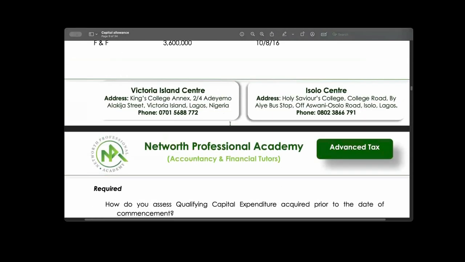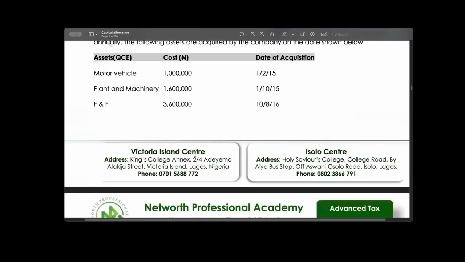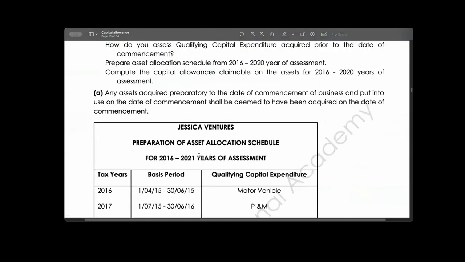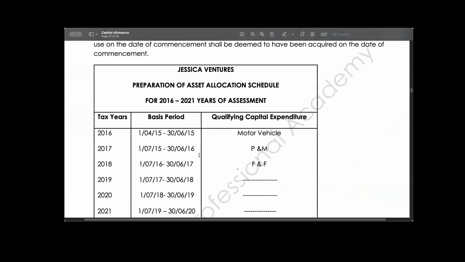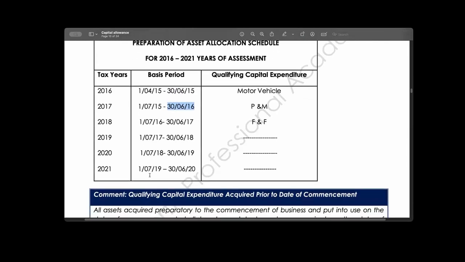Now, you remember this company commenced operation when? 1/4/2015. And the accounting year of this company is 30/6 annually. That means in my first year of commencement, my basis period shall be from the date of commencement 1/4/2015 to 30/6/2015. You remember, from the date of commencement to the end of the first accounting year end. The second tax year will be from a day immediately after the end of the first accounting year end, which is 1/7/2015, to the end of the second accounting year end, 30/6/2016. The next one will be 1/7/2016, that is, a day immediately after the end of the second accounting year, to 30/6/2017. Fourth and subsequent years will be on preceding year basis.